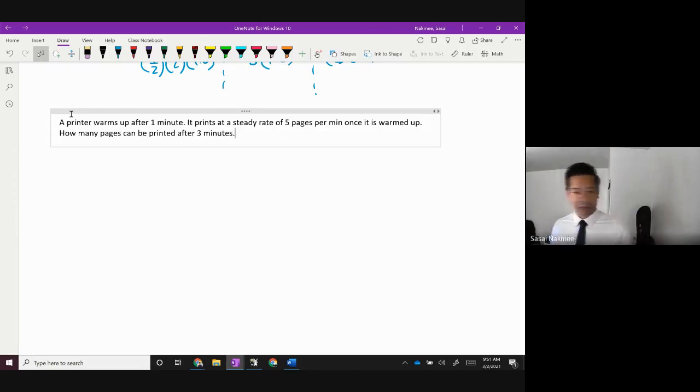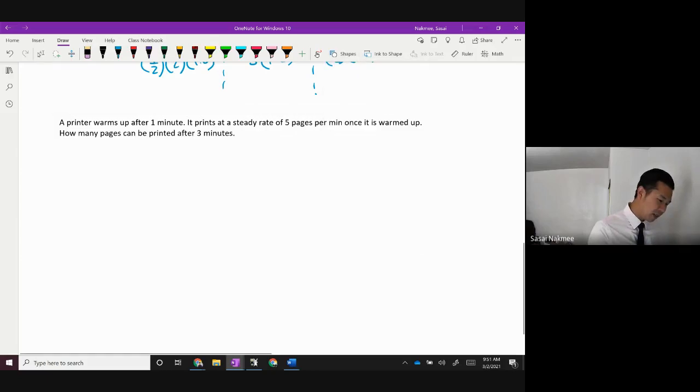My wording is terrible on this, but I'm hoping you guys understand. When you start up the printer, at t equals 0, the printer is printing 0 pages. But it works its way up after 1 minute to 5 pages per minute. I'm not going to have you do this on a Pear Deck right now, unless you're watching a video recording of this. But for right now, can you tell me what you think this graph would look like if I was to graph the rate at which a printer is printing out these pages?